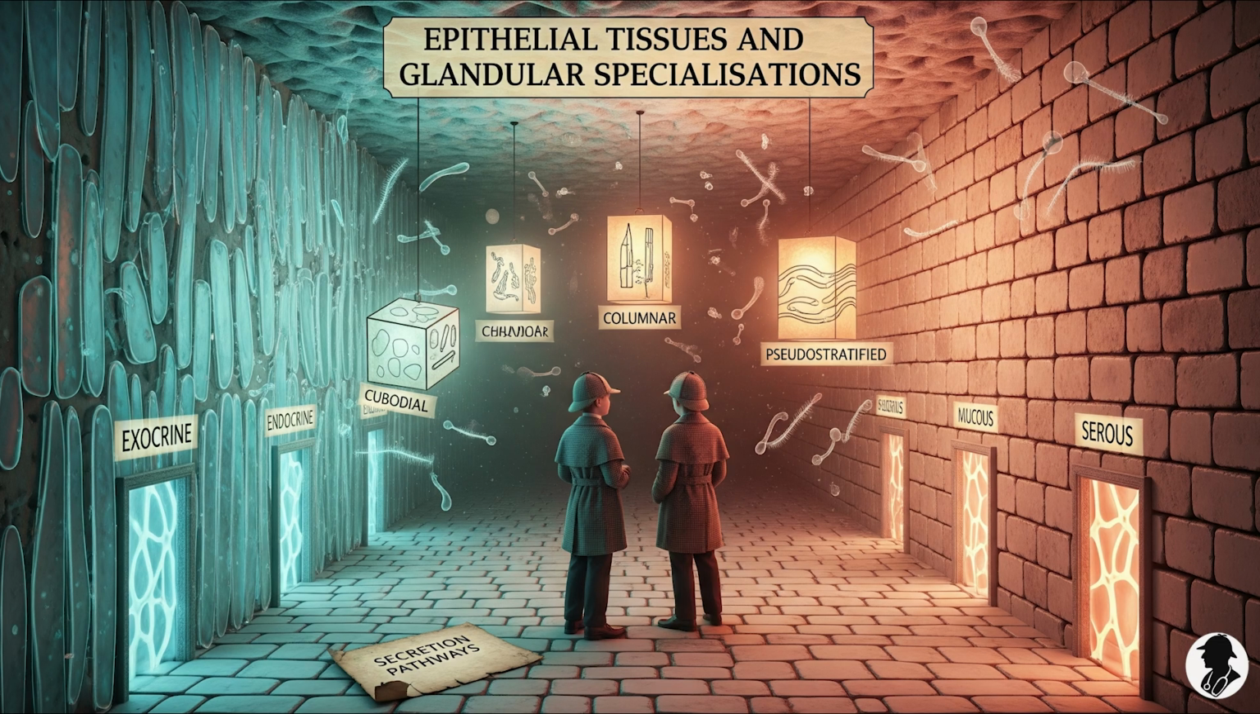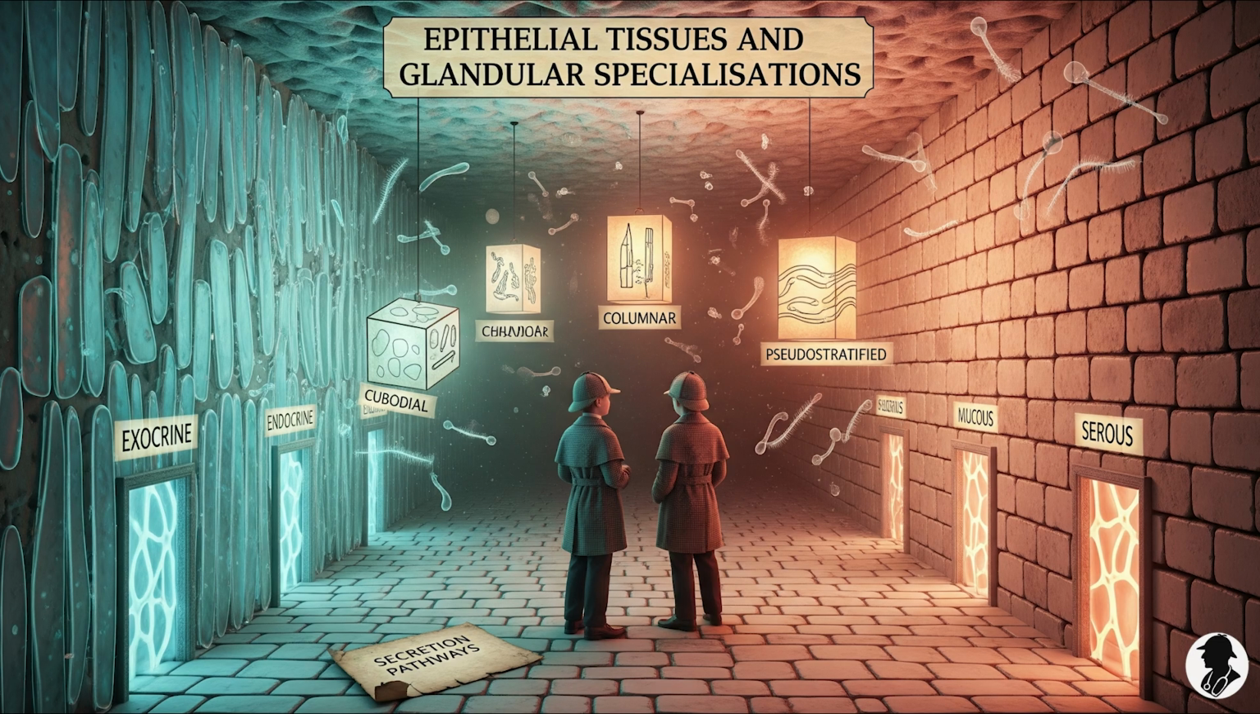Got it. So the 3 criteria are number of layers, shape of the cells in the topmost layer, and any specializations. Right. For layers, it's either simple, one layer, like a bungalow, or stratified, more than one layer, a multi-story building, or pseudostratified. This one looks like many floors because the nuclei are all at different heights. Pseudo, like false. Exactly. Looks stratified, but actually every single cell touches the ground floor, the basement membrane. It's a clever illusion.